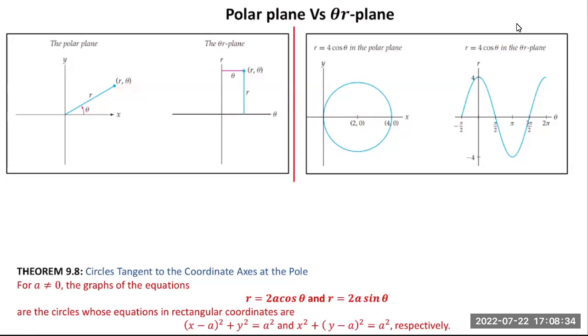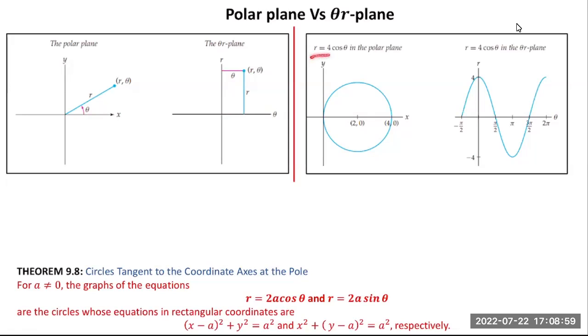If both are positive, this will be somewhere here, the value of theta. Whatever the value of theta, you mark it here, and then you take the value of r, you mark it on the y-axis, and then take the corresponding point. That will be the corresponding point (r, theta) on the theta-r plane. So now let's take an example and compare these two planes.